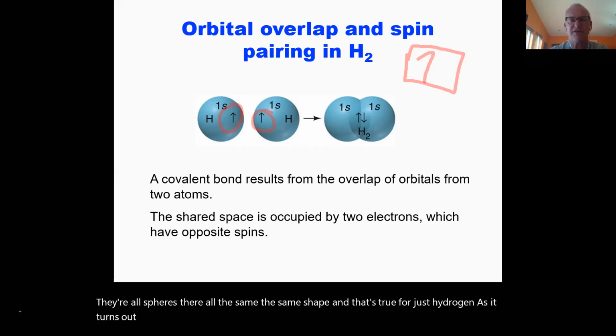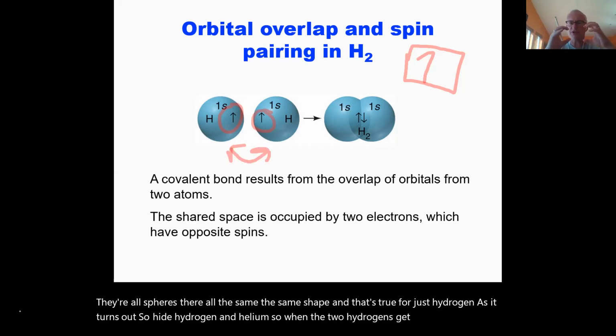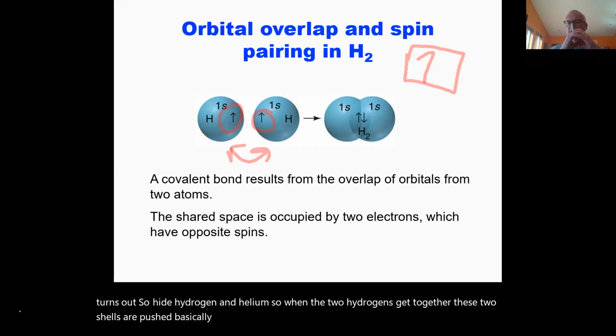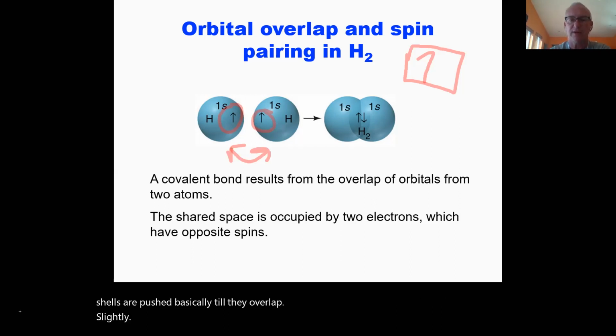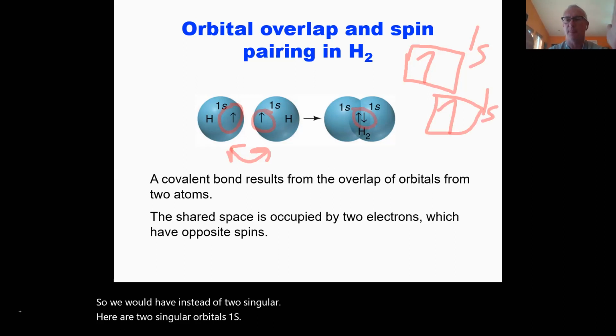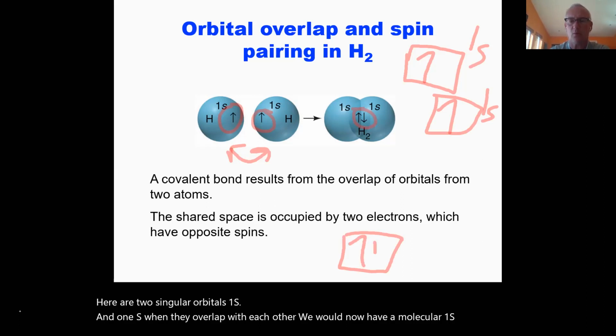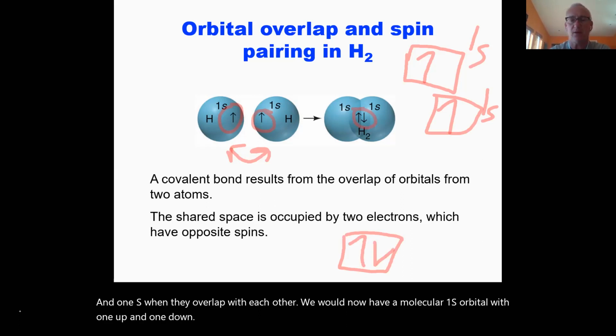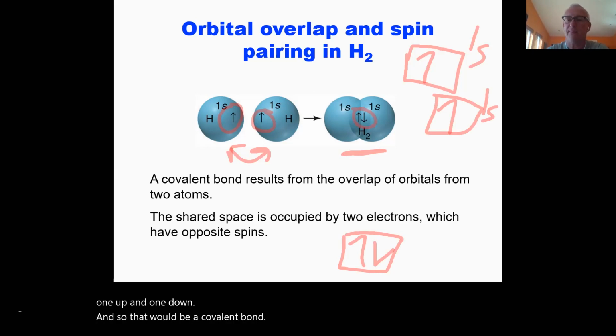So hydrogen and helium. When the two hydrogens get together, these two shells are pushed basically till they overlap slightly. Then these two electrons come in contact with each other and form what we would call a molecular orbital. Instead of two singular orbitals, 1s and 1s, when they overlap we would now have a molecular 1s orbital with one up and one down. And so that would be a covalent bond of sharing a pair of electrons, one up and one down.